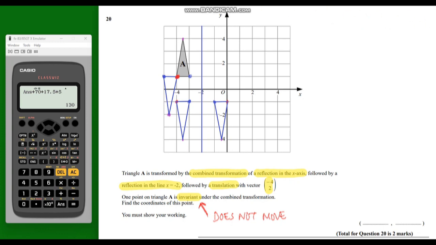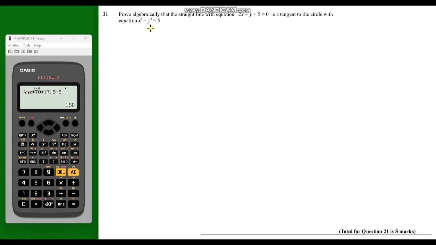Let me just get my pencil back out. So the coordinates of this point are -4, comma 1. So -4, comma 1.